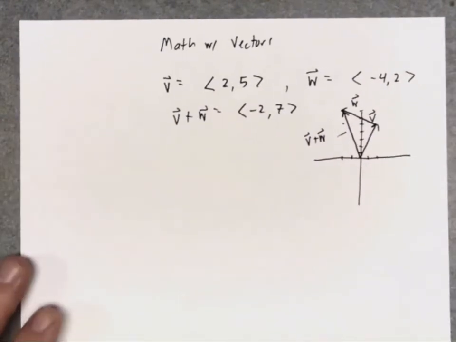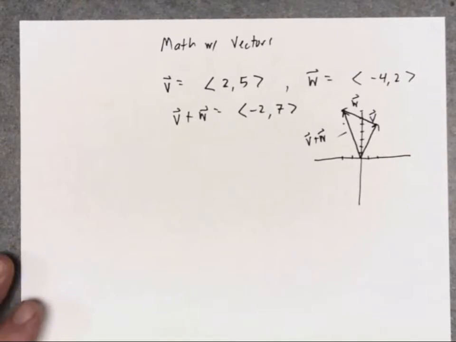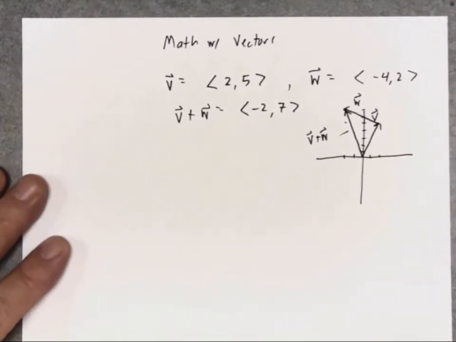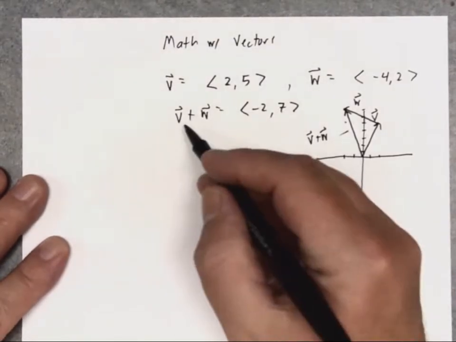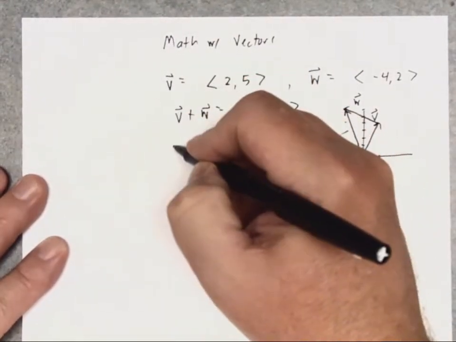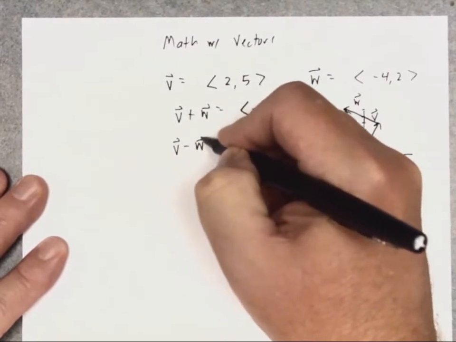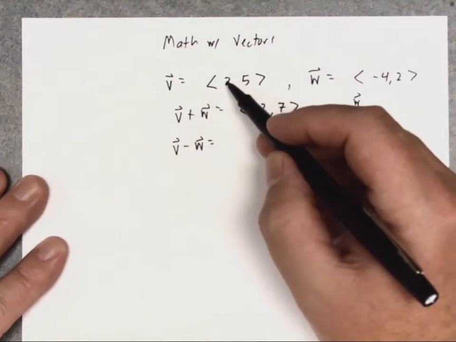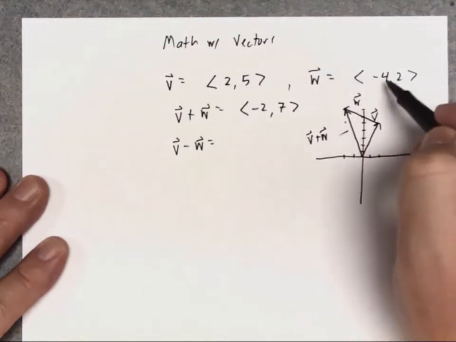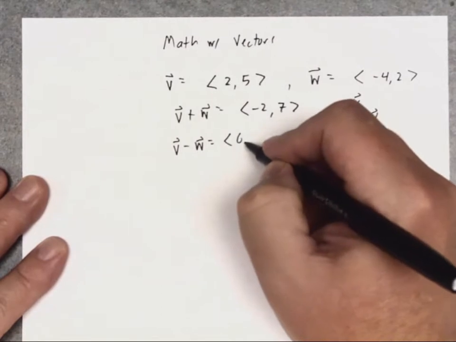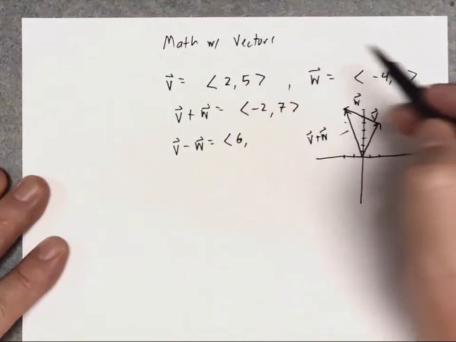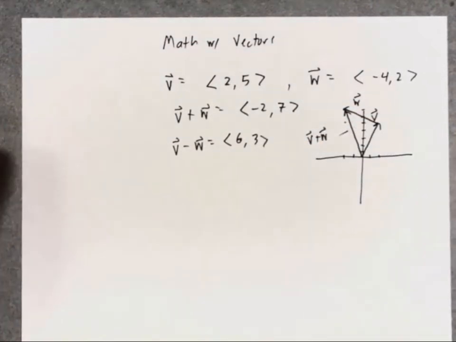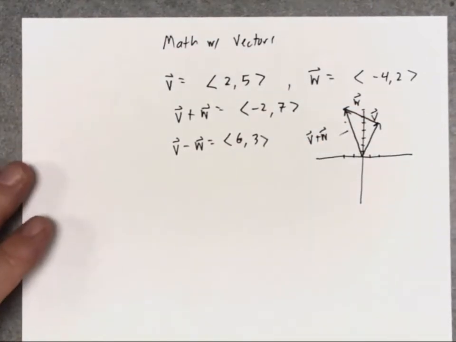I'm not going to spend a lot of time on doing math with vectors graphically, but sometimes I like to do that in the book. So here we added the two vectors. We could have also subtracted two vectors. Same idea. So you take the x part of the v vector minus this one. So 2 minus -4 would be 6. And then 5 minus 2 is 3. So if we subtract those vectors, we're going to get <6, 3>.